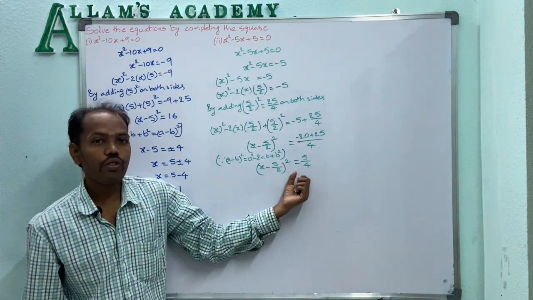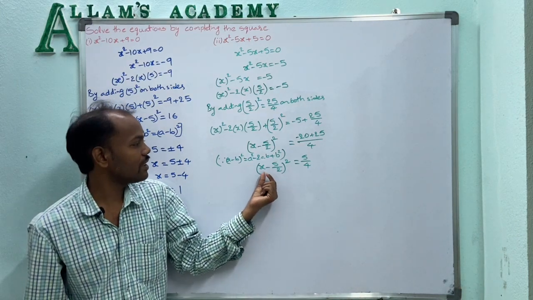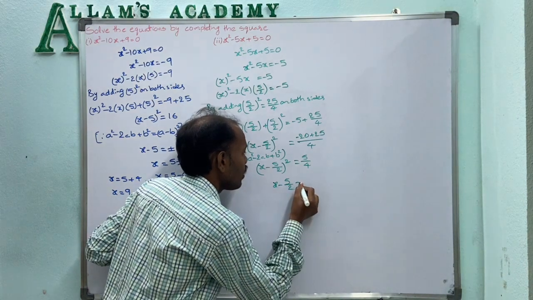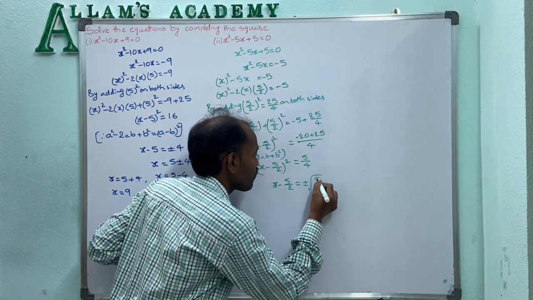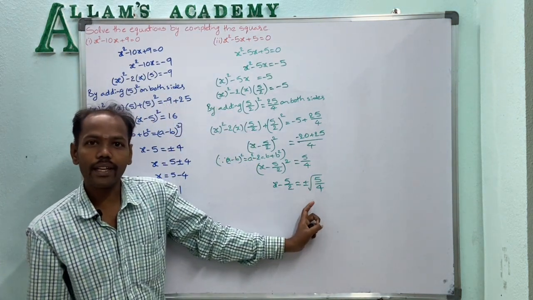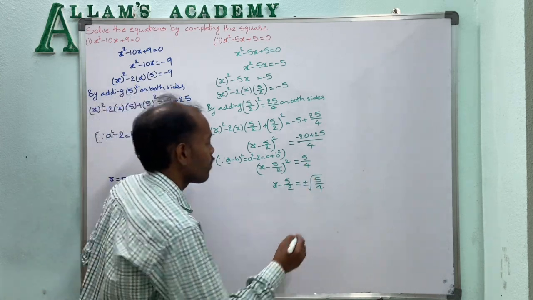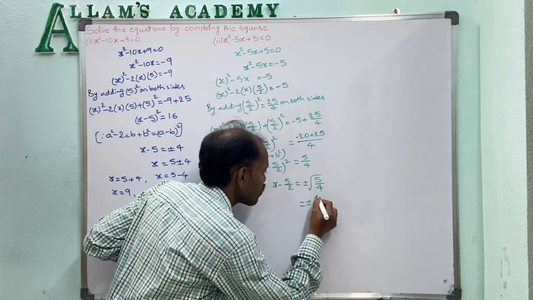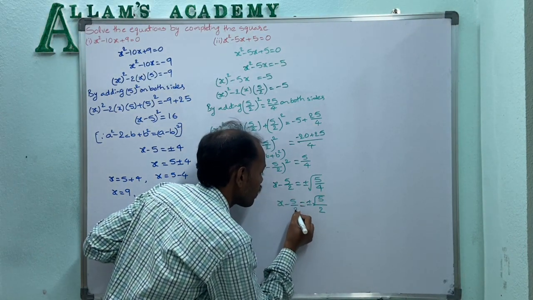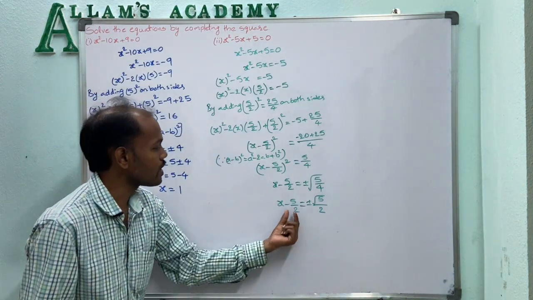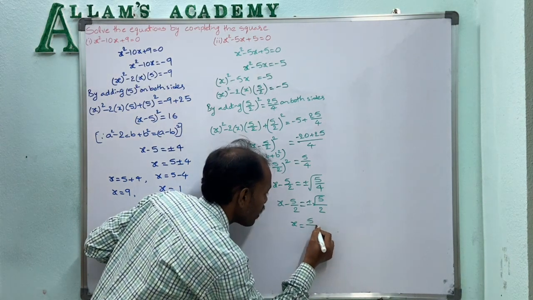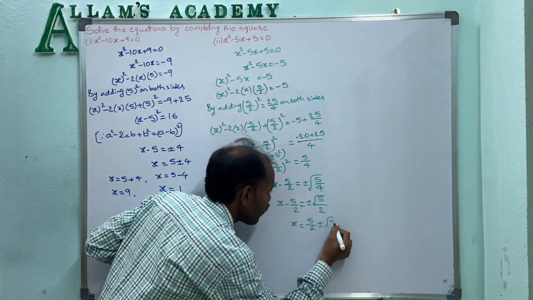Now take the square root on both sides, we get x minus 5 by 2 equal to plus or minus root 5 by 4. Now root x by y is equal to root x by root y. So by that principle we can write plus or minus root 5 by 2. x minus 5 by 2 equal to plus or minus root 5 by 2. Now this minus 5 by 2 transfers to that side as plus 5 by 2. So x equal to 5 by 2 plus or minus root 5 by 2.